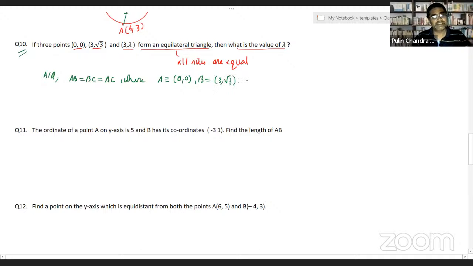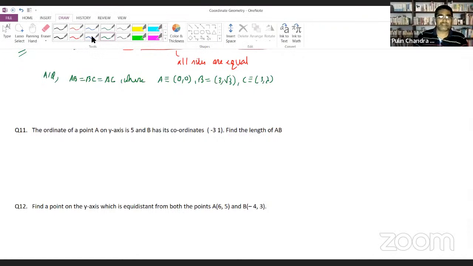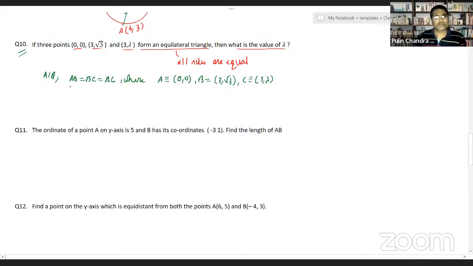3, √3. और C कौन सा पॉइंट है? It is the third point 3, और तुमको लेमदा निकालना है. You need to find the lambda. तो बहुत बढ़िया है. लेमदा कैसे निकालोगे? कोई भी 2 डिस्टेंस पकड़ लो यहां से, बट 2 डिस्टेंस हमको इक्वेट करना पड़ेगा.